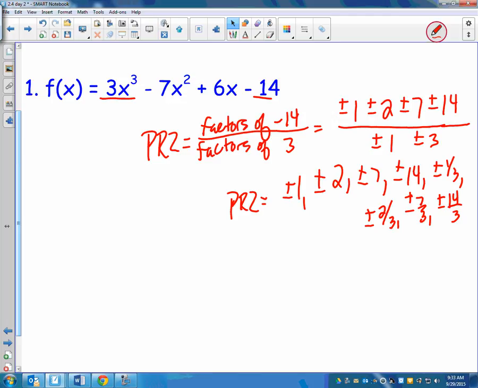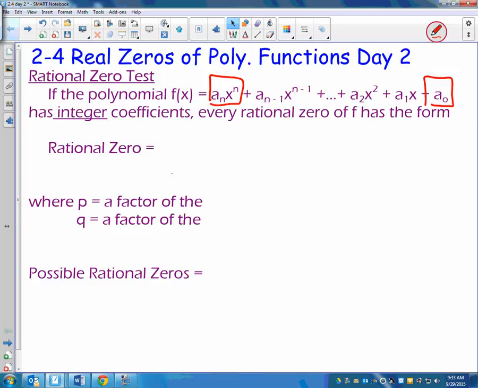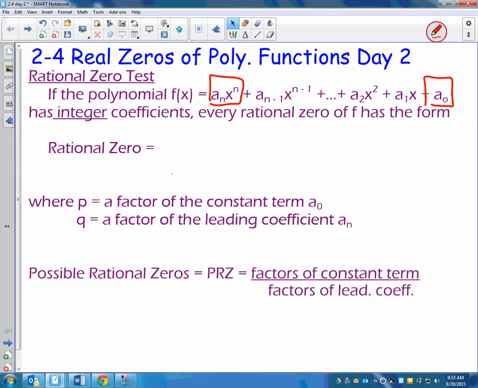Which ones are the P's again? Because I think I did it all fixed. Factors of the constant on top, factors of the leading coefficient on the bottom, so P over Q. You take factors of the constant, P over Q, where P is the constant term and Q is the leading coefficient. So you have to have the end term over the first term. Did you do 3 over 14? I don't know what I did.